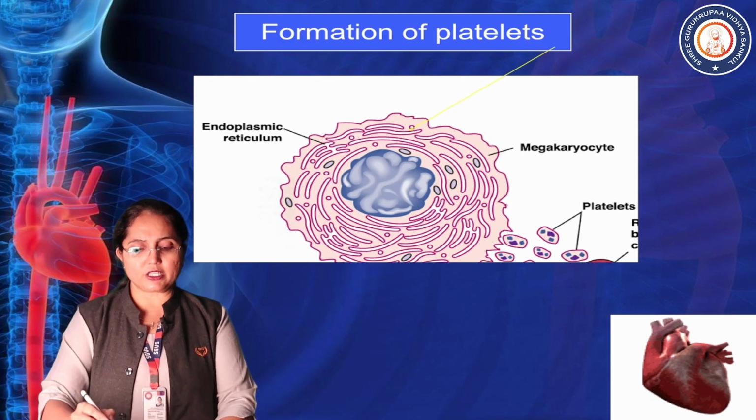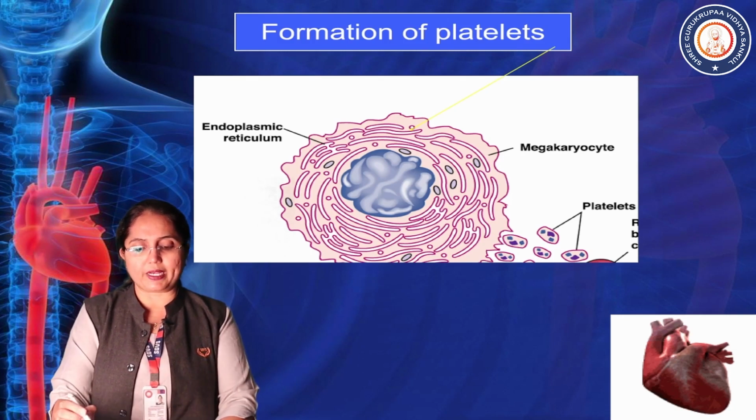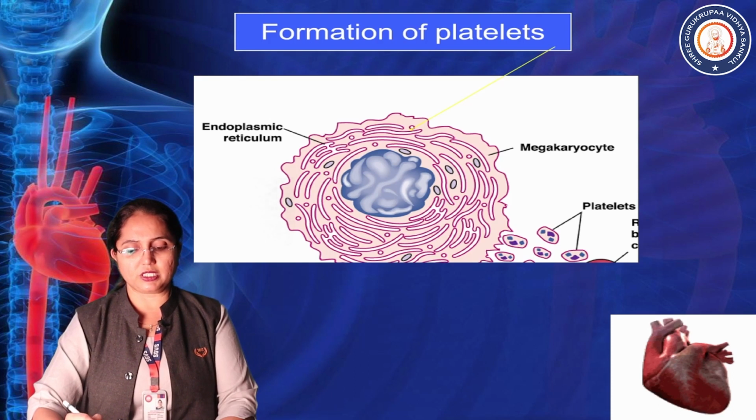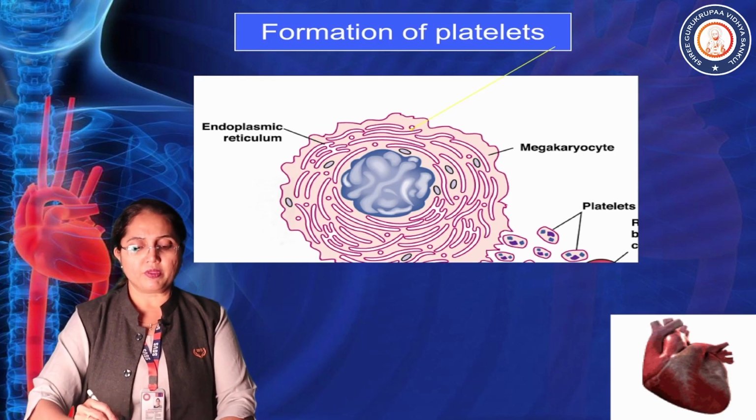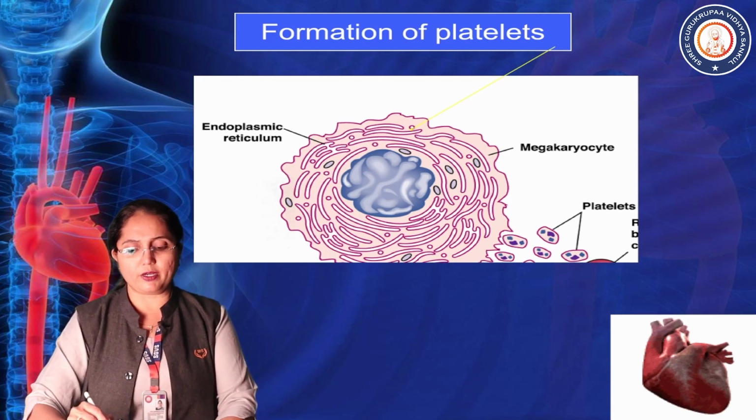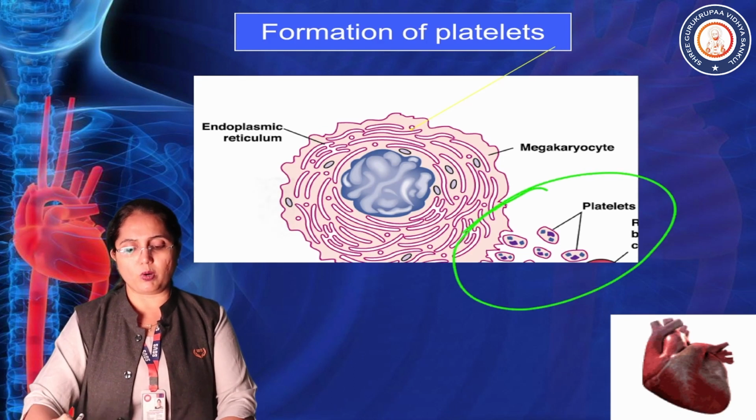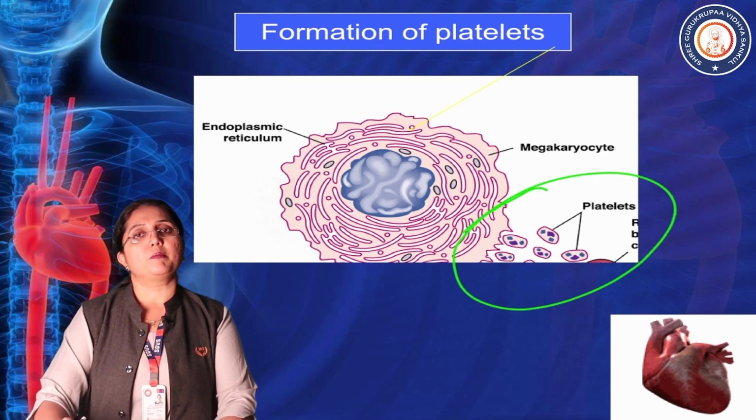The platelets, you can see the arrangement of your platelets. The platelets are arranged in such a manner that whenever any epithelial tissues get damaged, as I told you, the platelets move out and do the process of blood clotting.